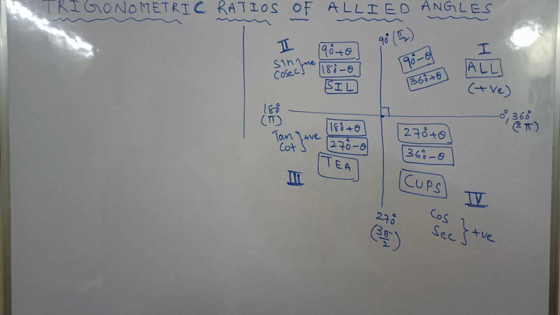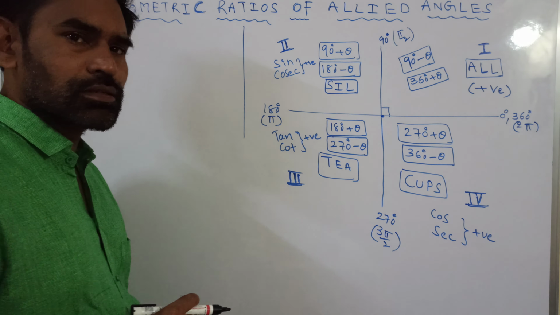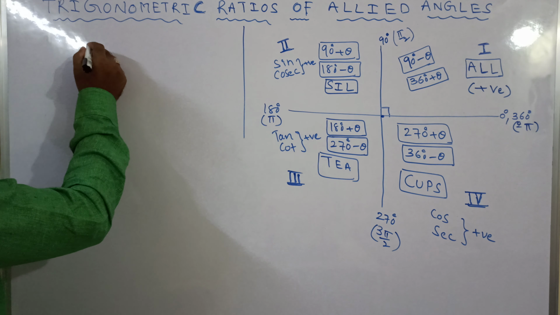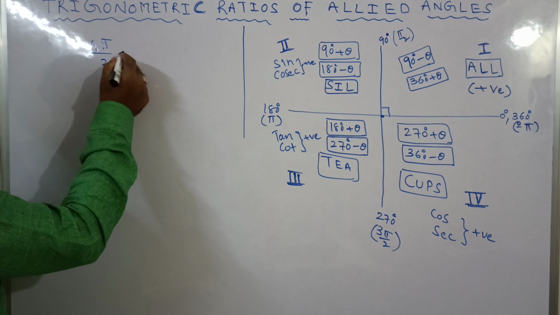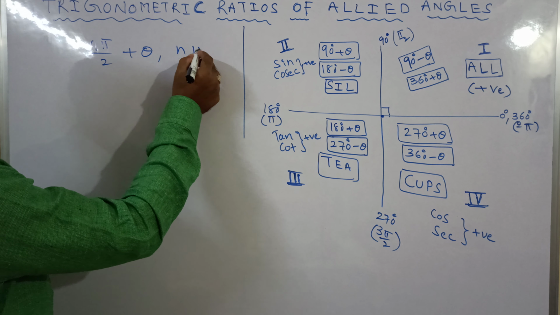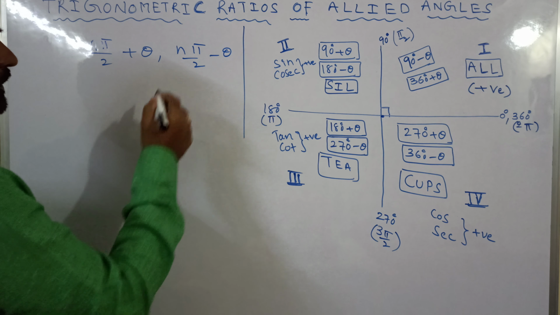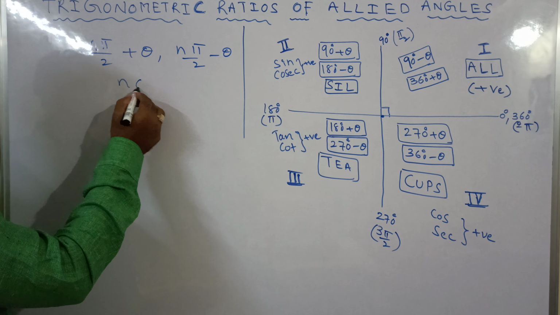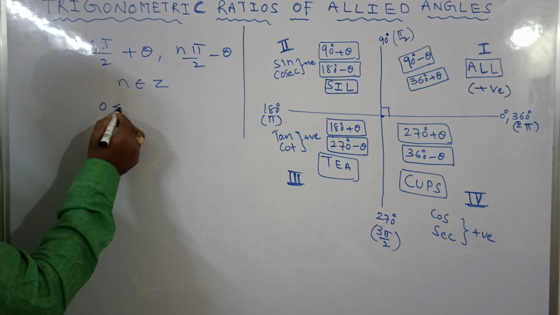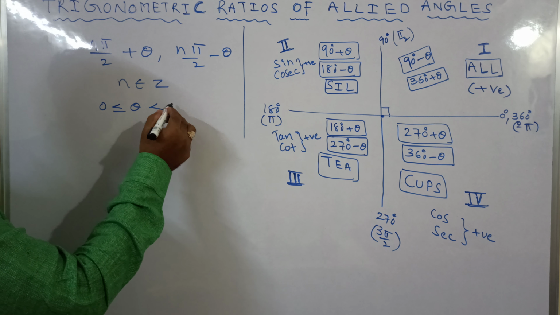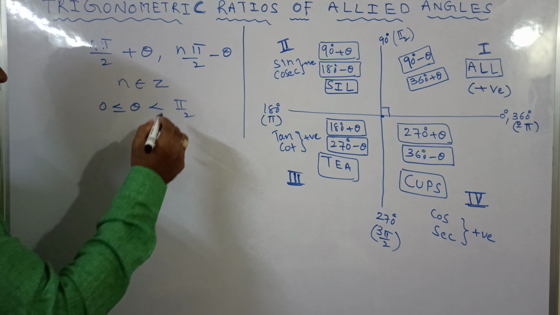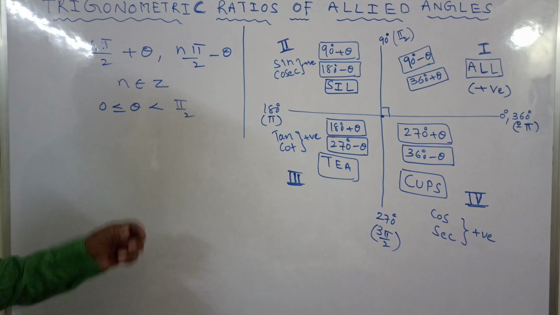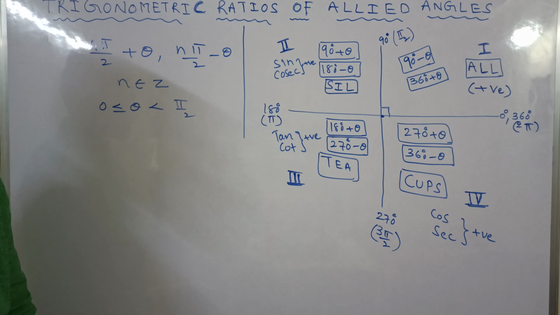Hello students, today my topic is trigonometric ratios of allied angles. What are allied angles here? n pi by 2 plus theta, n pi by 2 minus theta, where n belongs to Z and 0 less than or equal to theta less than pi by 2, are called allied angles or relative angles.